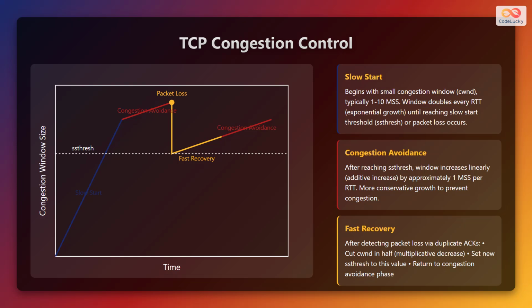Next is congestion avoidance. After reaching the slow start threshold, the window increases linearly, by approximately 1 MSS per RTT. This is a more conservative approach to prevent congestion.